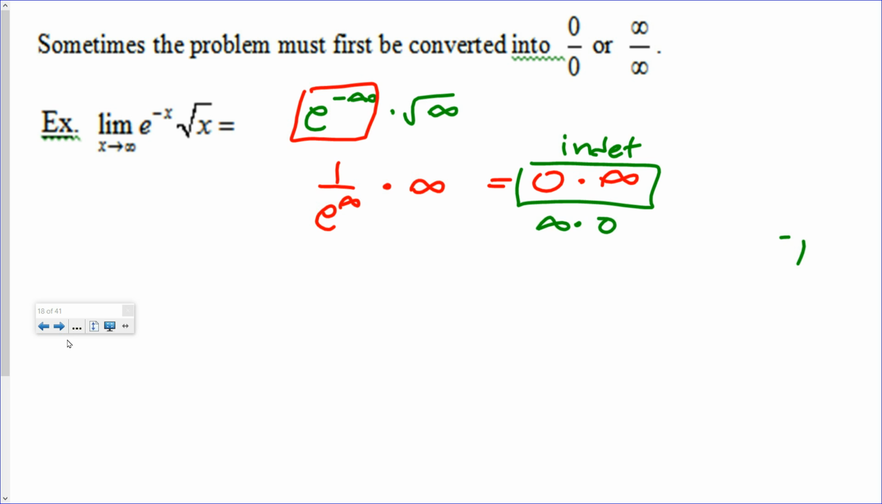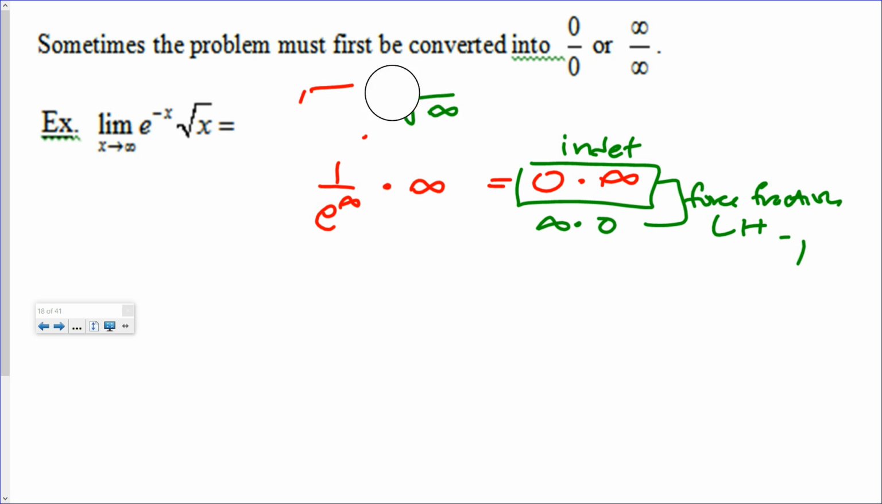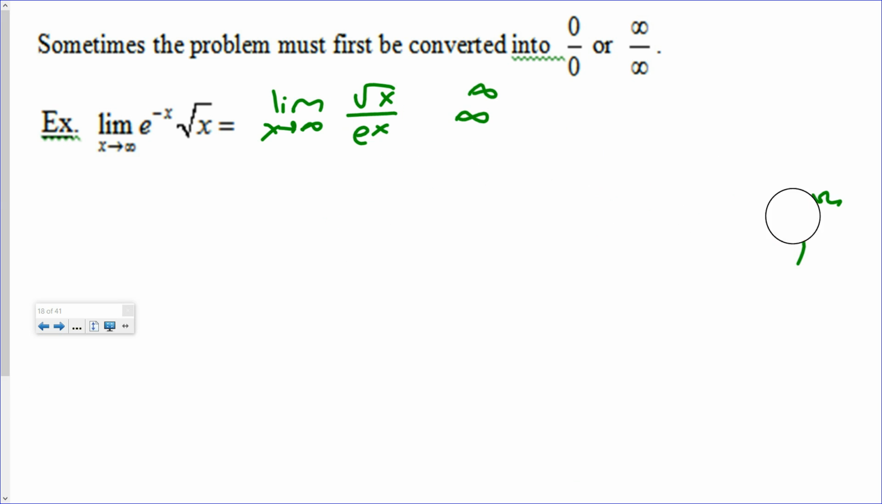And this is what you just need to memorize. For these limit problems, if you get 0 times infinity or infinity times 0, force it to a fraction. Force your original problem to a fraction and use L'Hopital's, okay? So let's go back to the original problem. How can I make this, force it into a fraction? The limit as x goes to infinity, right? If I force this to a fraction, look what happens. When I plug in infinity, what do you get? Infinity over infinity.